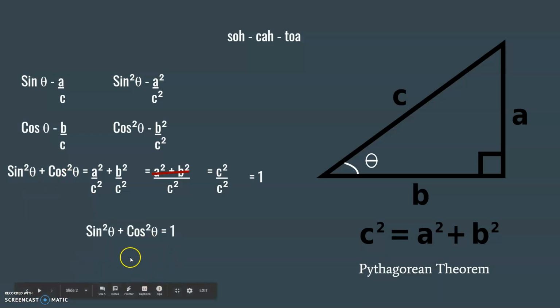And of all the trig identities, sine squared theta plus cosine squared theta equals 1 might be one of the most important trig identities. The importance of this identity is that if you give me the sine of an angle, then I can solve this equation for the cosine of that angle, or vice versa.